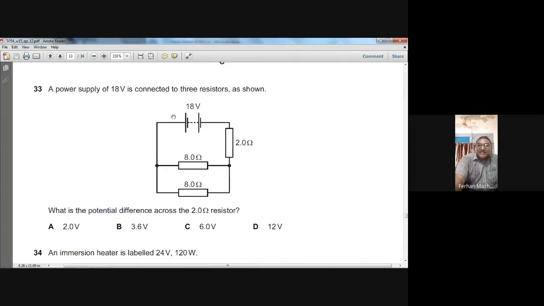Remember this thing: the current which comes out of the battery, the same amount of current will be going back to the battery through the 2 ohm resistor. If I know the amount of current flowing through the 2 ohm resistor, and I know the resistance, I can calculate the voltage drop across the 2 ohm resistor. Let me show you my working.